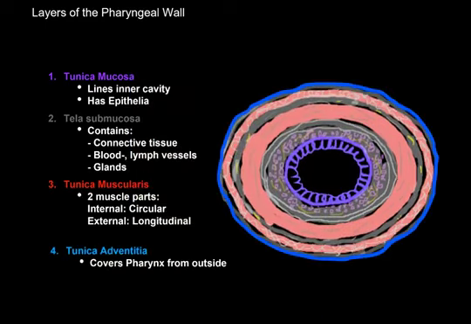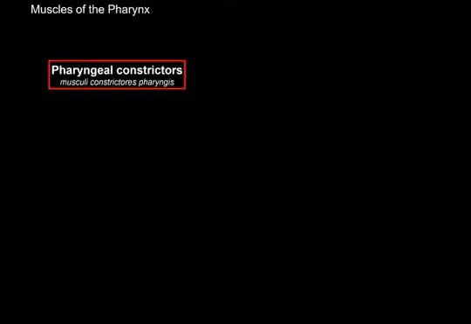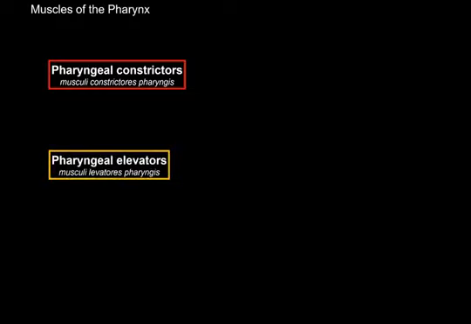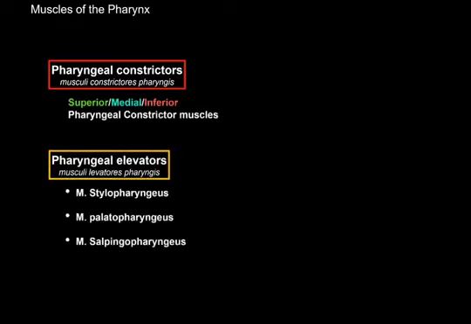The last layer is the tunica adventitia, which is a tough layer of collagen fibers that cover the pharynx from the outside. So that was all for the pharyngeal wall. The last thing we're going to look at in this video is the external muscles of the pharynx. We divide the muscles of the pharynx into the pharyngeal constrictors and the pharyngeal elevators, and both of them consist of 3 muscles each. Only by looking at their names, constrictors and elevators, you can already get a hint of their function.